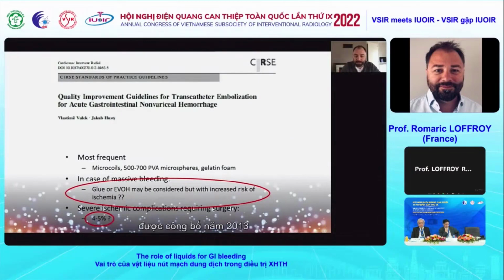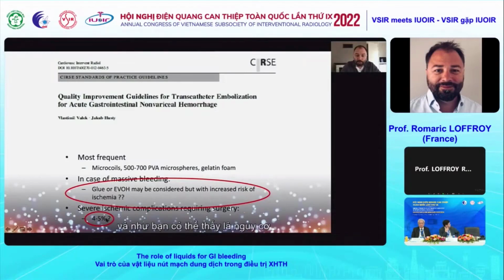Especially if we look at the CIRSE guidelines published in 2013, saying that in case of massive bleeding, glue and copolymers may be considered, but with increased risk of ischemia, which is completely wrong. If we look at the fresh and the recent literature, there is no more risk and probably even less risk with liquids in general than with other embolic agents.